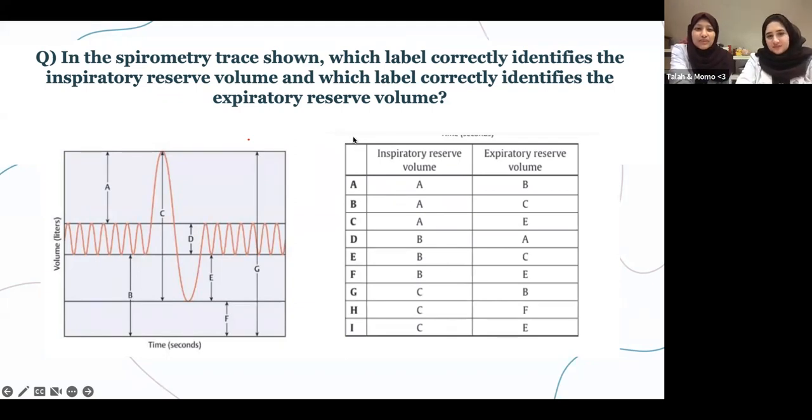Okay. So in the spirometry trace shown below, which table correctly identifies the inspiratory reserve volume and which table identifies the expiratory reserve volume? So what do you think the answer is? It's kind of easy, but it's the first part of pulmonary physiology. Okay, so we have C, we have D. And explain why you chose a certain choice.